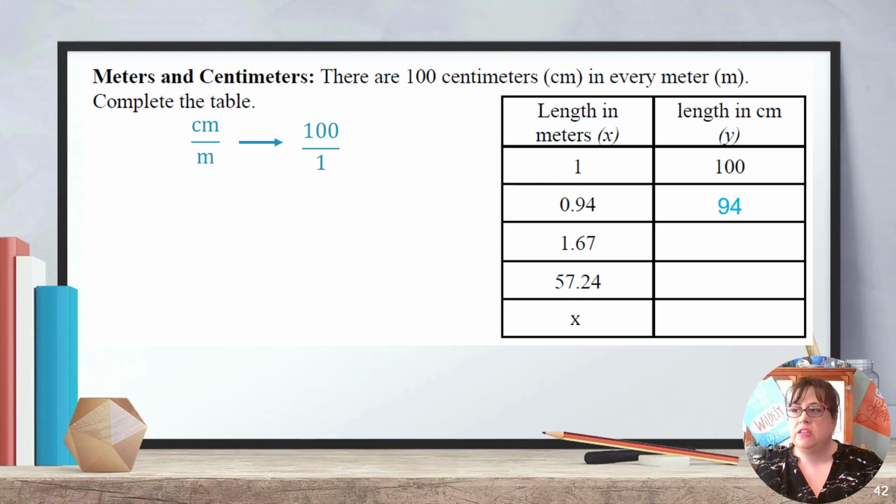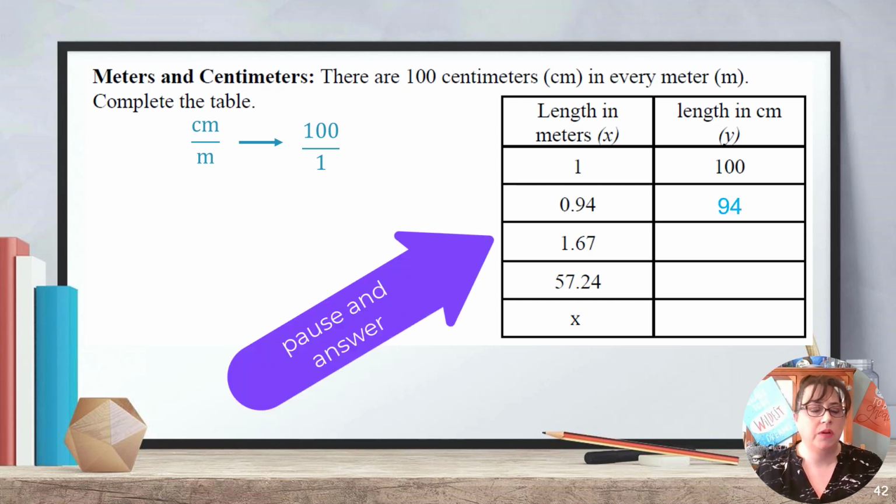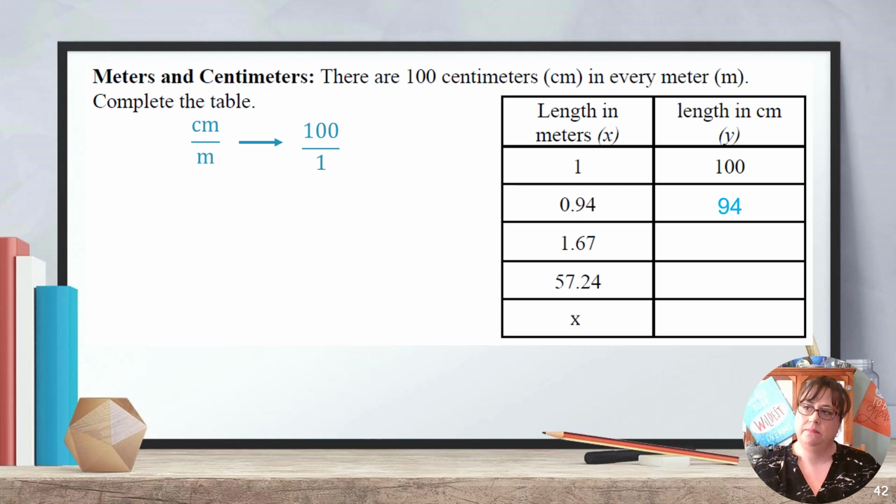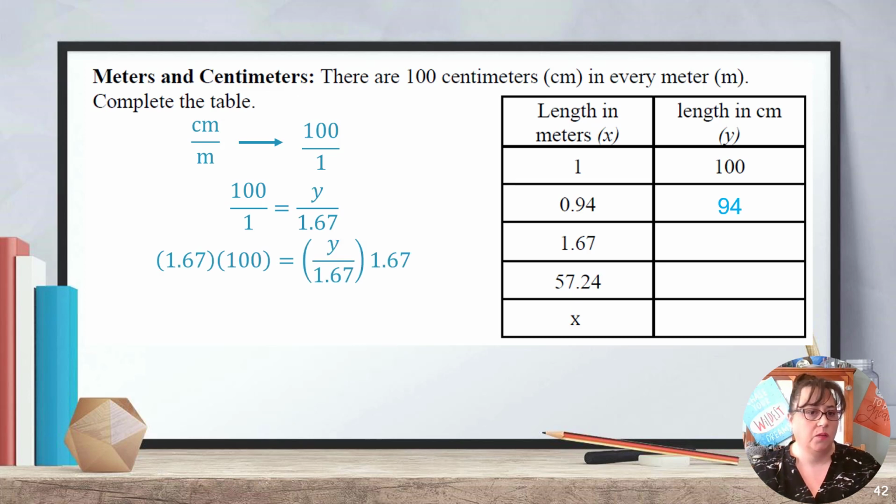So now let's look at our next one, 1.67, and we're going to do it the same way. So why don't you go ahead and solve it using proportions, and then come back and check your answer. So we set up the same proportion, 100 is to 1, as y is to 1.67, and then that's y divided by 1.67, undo division with multiplication. So 1.67 multiplied on both sides, and so we end up with y is equal to 167.